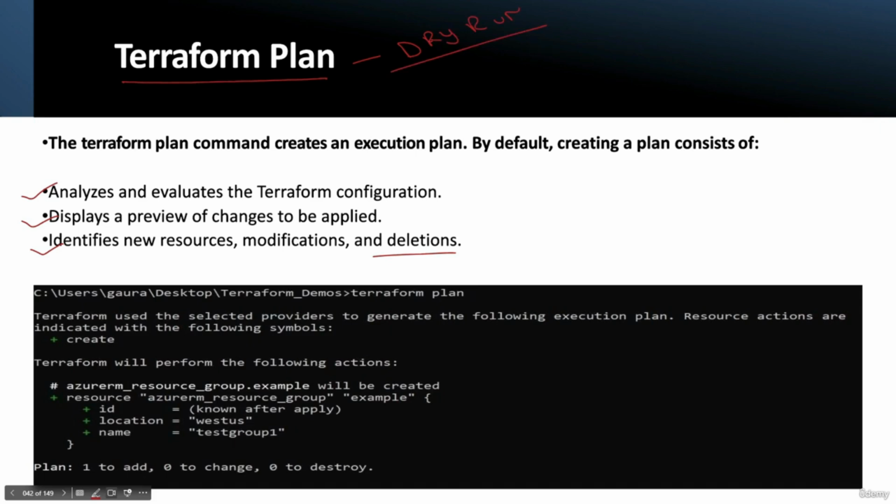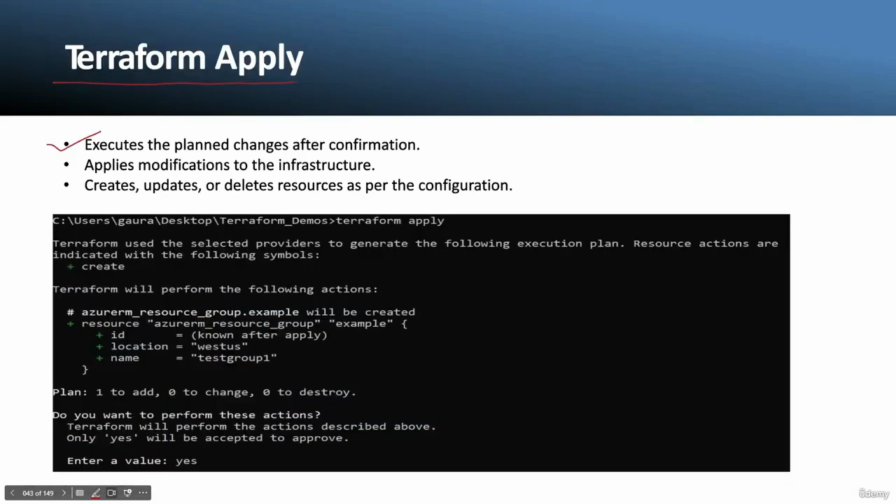We have three options. Either it is going to add a new resource, or if you are going to change any configuration, it will say, hey, whatever resources we are going to change, it will mention one or two to change, and if any resources we want to recreate, then it will mention them for destroy. Terraform apply executes the planned changes after confirmation. It applies modifications to the infrastructure. It creates, updates or deletes resources as per the configuration. So once we have our Terraform plan ready, we are up to the mark.